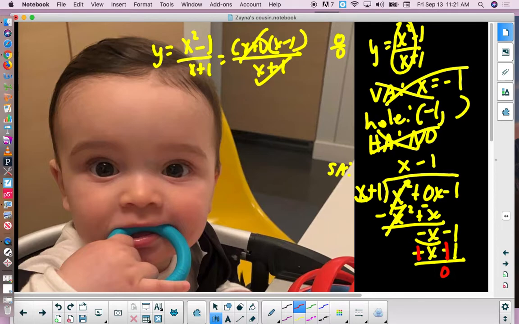Okay, so here's a big deal. Usually you'll get a remainder, which means here's a slant asymptote.